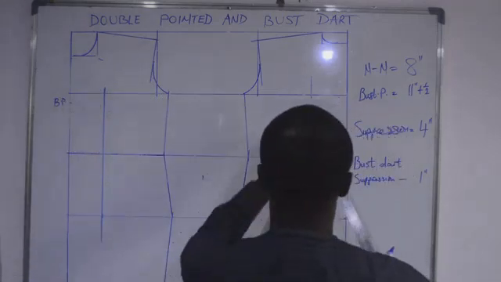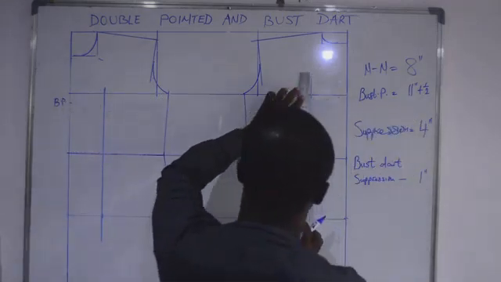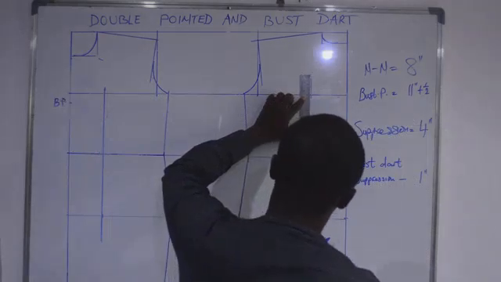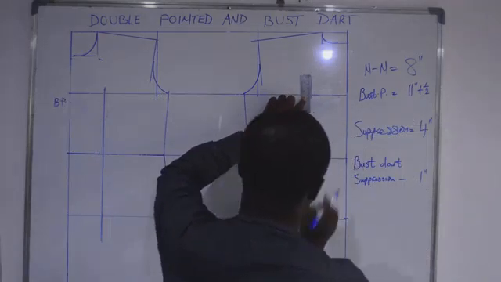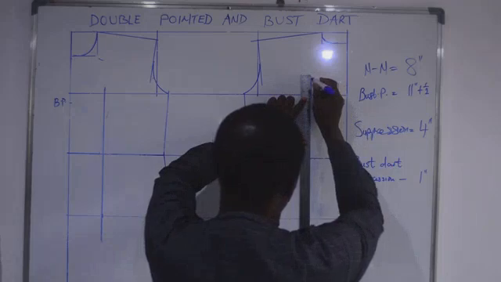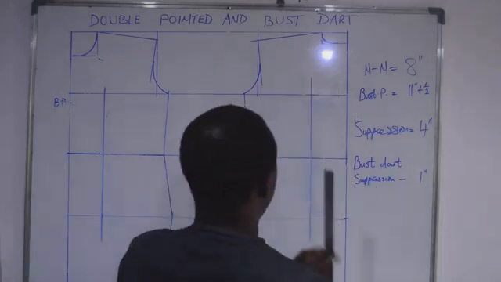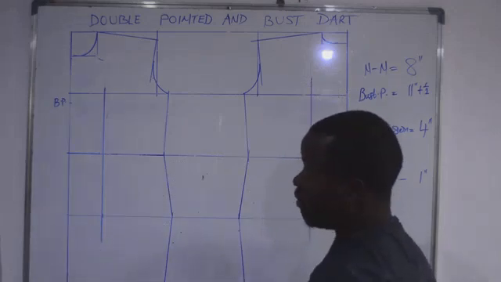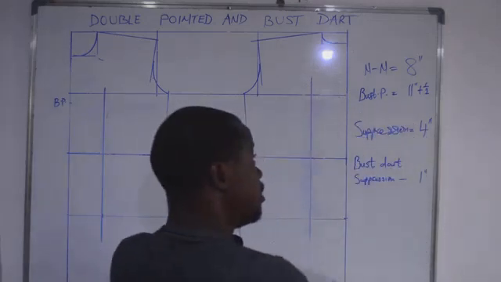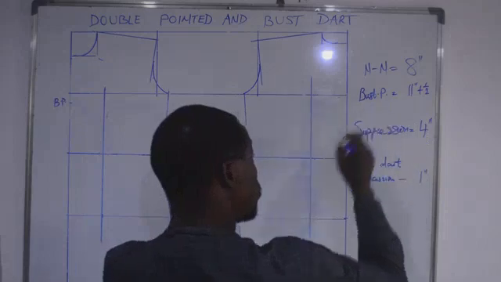Then you come to this place also and do the same thing. You measure 4 from center back. This is the center back, and then you connect the point you mark with a straight line. So after that, you need to get the bust points.